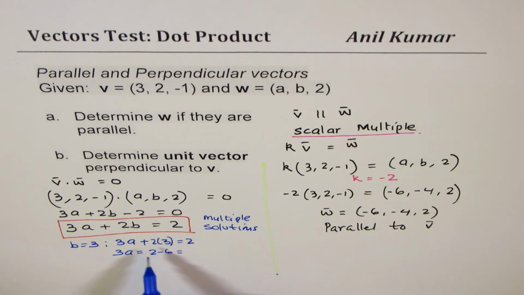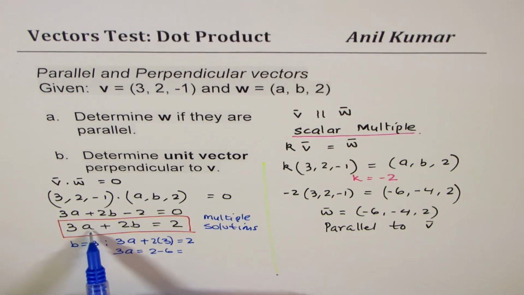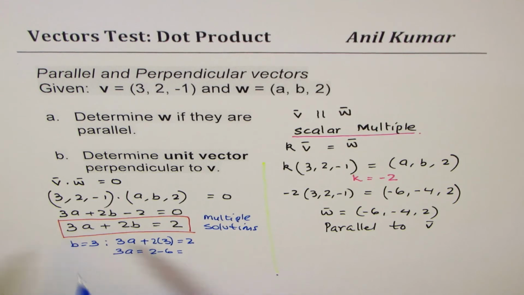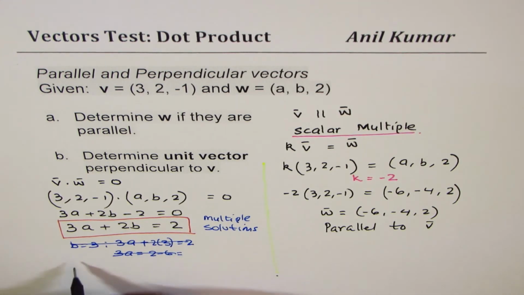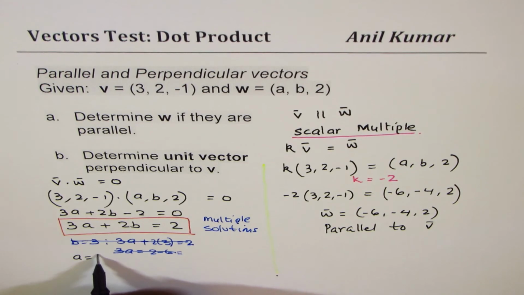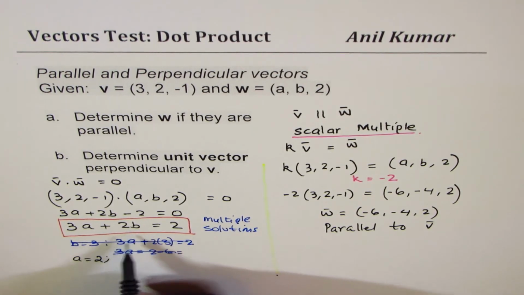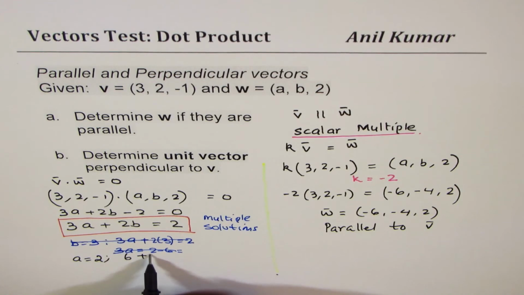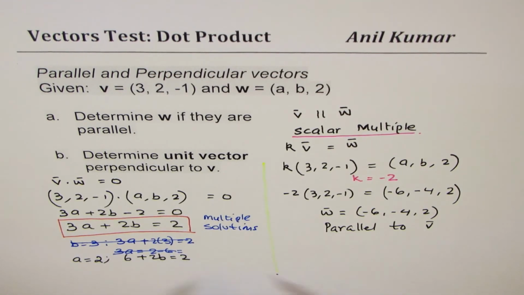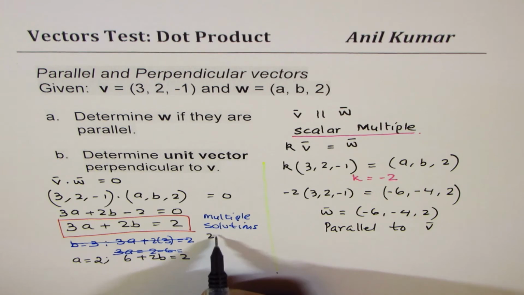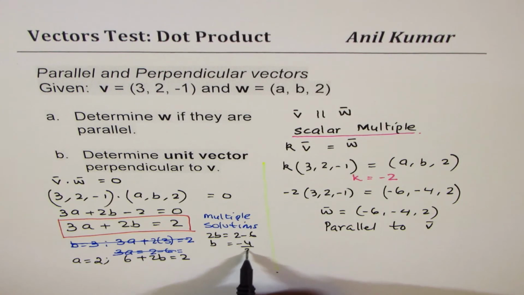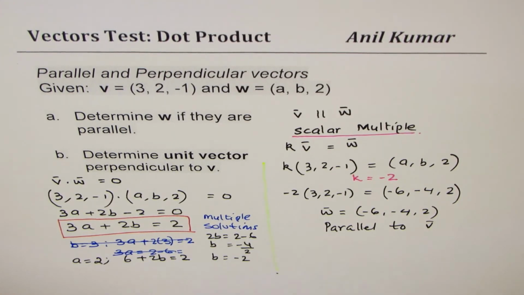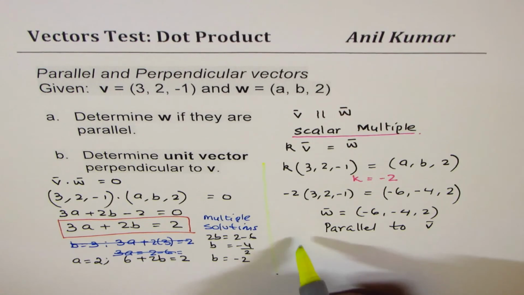I don't want to work with fractions. So let me take a as 2, right? So let me not take this value since it gives me fractions. So what I will do here is redo it with a equals 2. In that case, this is 6 plus 2b equals 2, or it gives me 2b equals 2 minus 6, which is minus 4. So b is minus 4 divided by 2. So b is minus 2. Is that okay? So we'll work with this value.